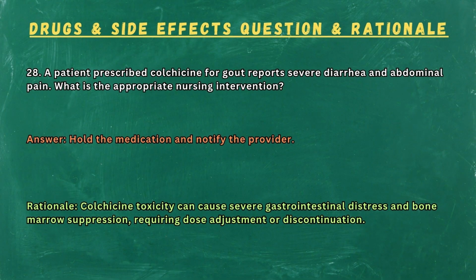28th, a patient prescribed colchicine for gout reports severe diarrhea and abdominal pain. What is the appropriate nursing intervention? Answer: hold the medication and notify the provider. Rationale: colchicine toxicity can cause severe gastrointestinal distress and bone marrow suppression, requiring dose adjustment or discontinuation.